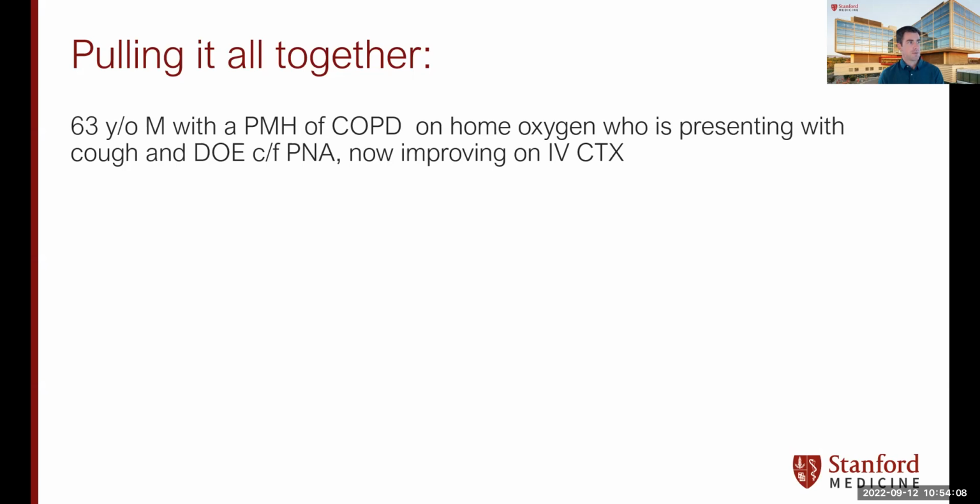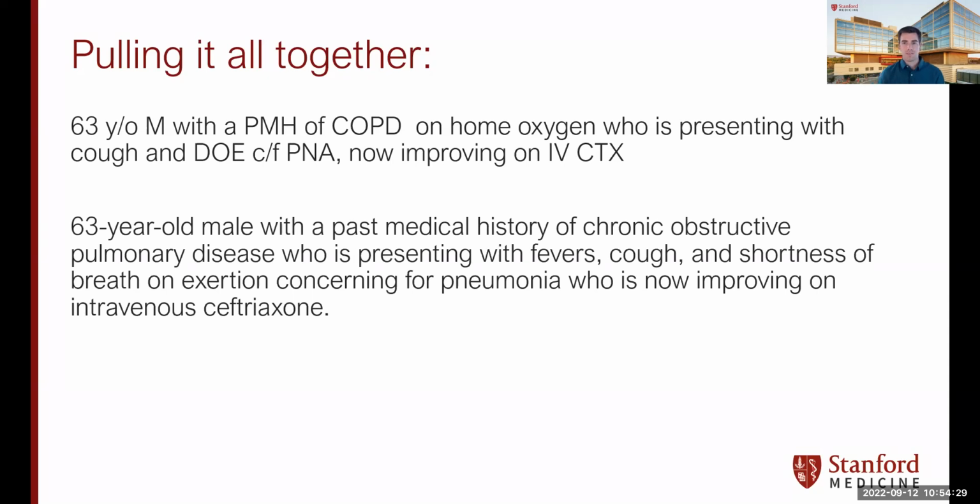So next up is a 63-year-old male with a PMH of COPD on home oxygen who is presenting with cough and DOE, concern for PNA, now improving on IV CTX. So simplify this even further. So 63-year-old male, past medical history of chronic obstructive pulmonary disease, who is presenting with fevers, cough, and shortness of breath on exertion, concerning for pneumonia, who is now improving on IV ceftriaxone.